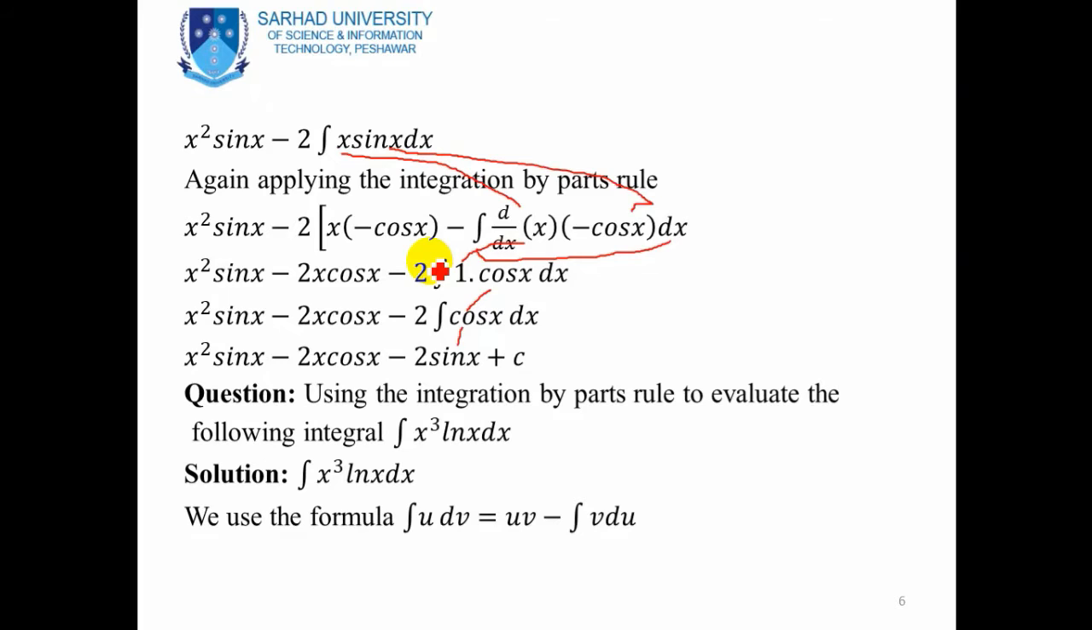Now another problem, using the integration by parts rule to evaluate the integral of x cube into log of x with respect to x. Now this is case number 2. So dear students, note that when polynomial and logarithm are in multiplied form, in this case we will consider log as the first function. So this will be the first function and this will be the second function.